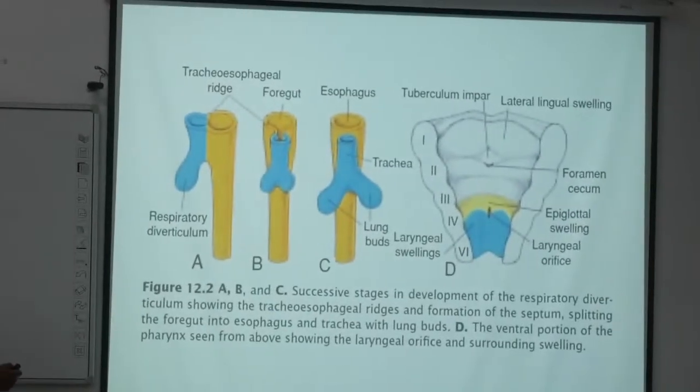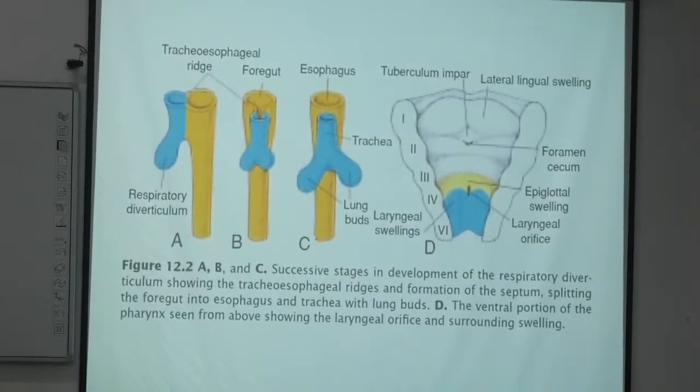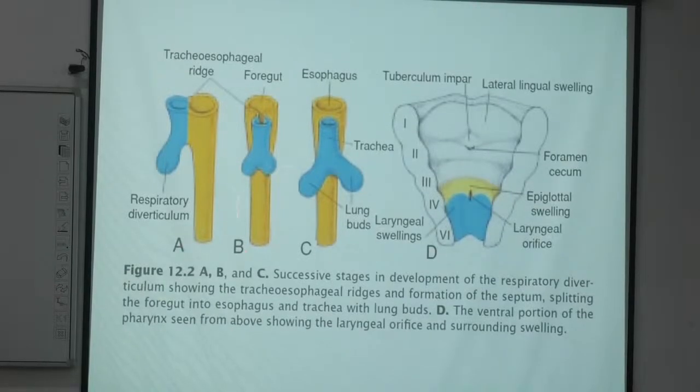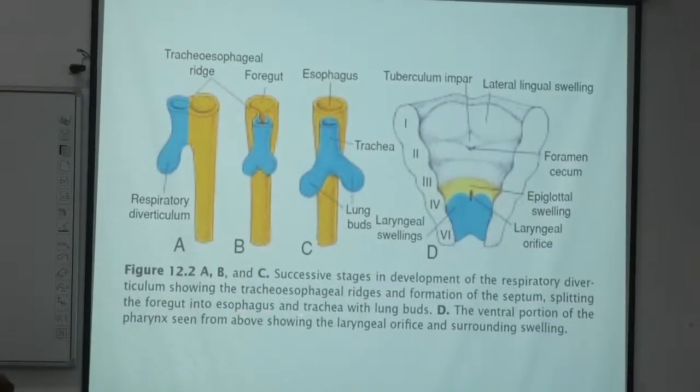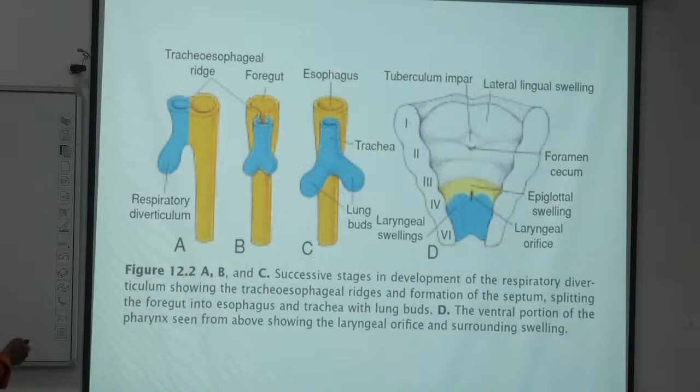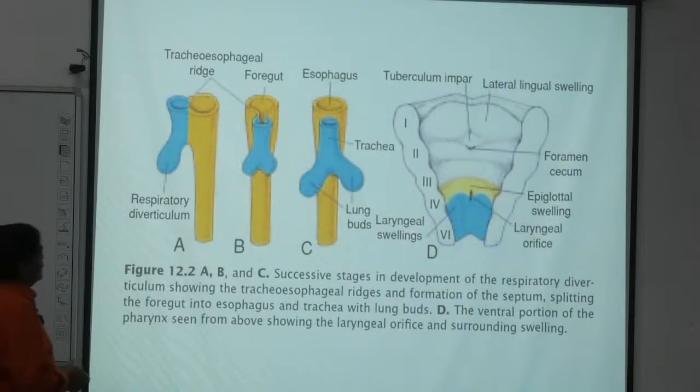Now, beautiful illustrations, easy to grasp, are A, B, C, D. A, B and C are successive stages in the development of the respiratory diverticulum, showing the tracheoesophageal ridges and formation of the septum, splitting the foregut into esophagus and trachea with lung buds. You can see these are the ridges, foregut, esophagus. This is the trachea and lung bud, the respiratory diverticulum. And the laryngeal swellings here, tuberculum impar, lateral lingual swelling, foramen cecum, and epiglottal swelling, laryngeal orifice. This is a slit there, and laryngeal swellings are here.